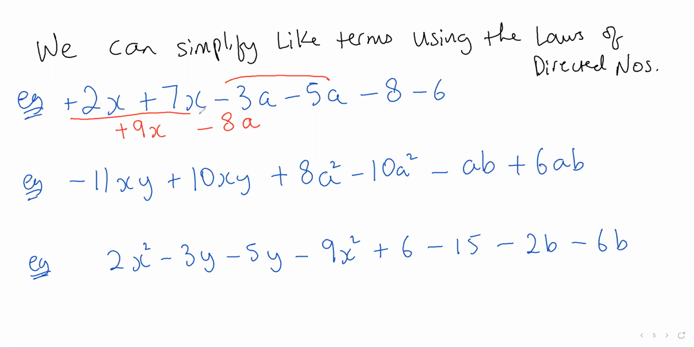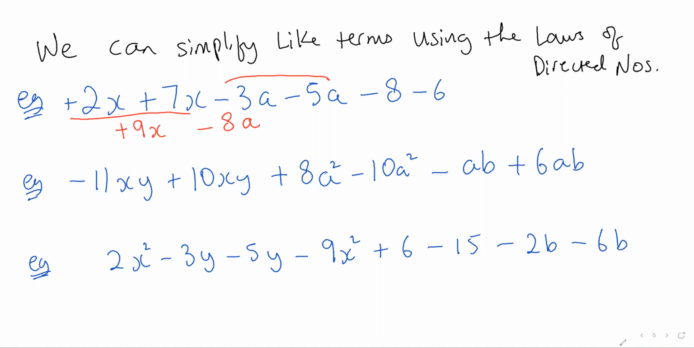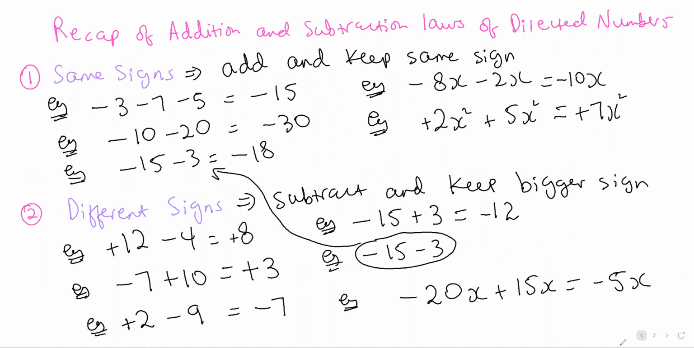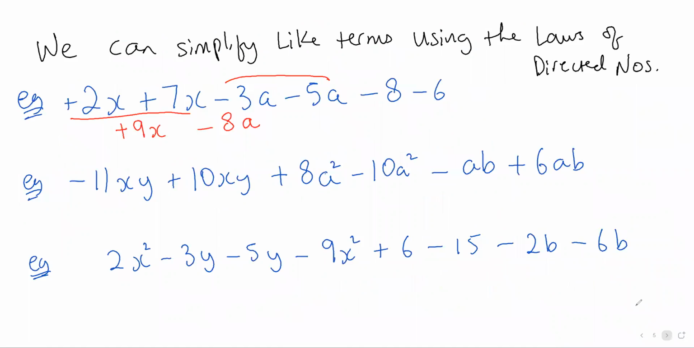Good. Why do we say negative 8a? Because we have same signs. Same signs, add and keep the same sign, right? So let's go back to that same signs law here. Same signs law, add and keep the same sign, right? So we're going on here now, right?